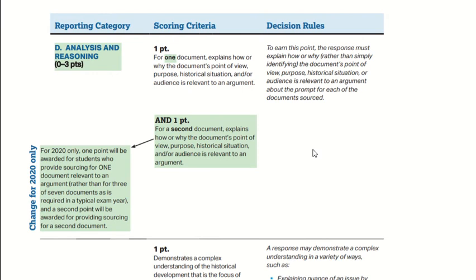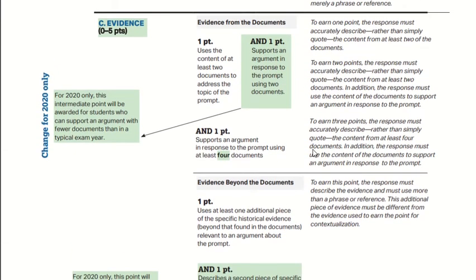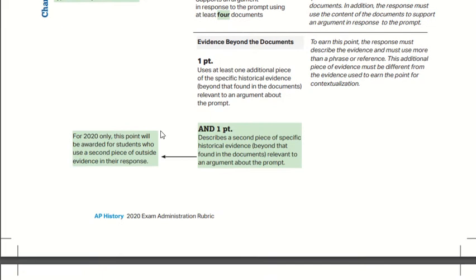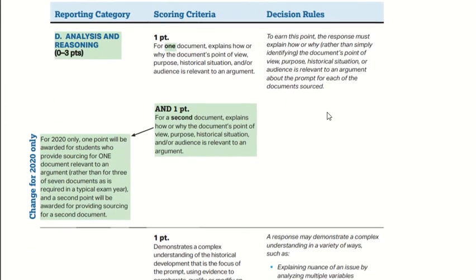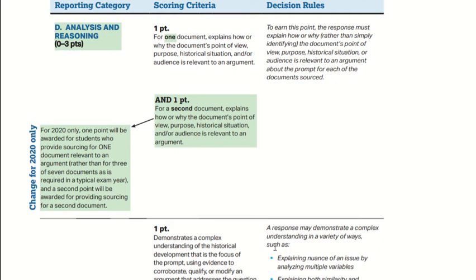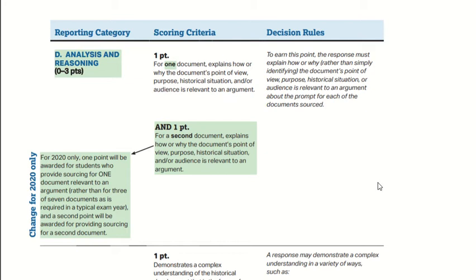All right, so when we go through here, like last video, we had this part of evidence with the documents. We have outside evidence here. Now we get to our analysis and reasoning. This point down here, the complexity point, I'll have a separate video on that one. Right now we're only focusing on this. There's a possibility of 2 points, so let's read through, see what is going on.